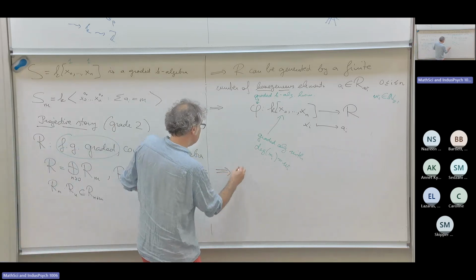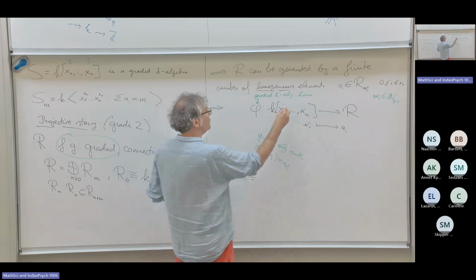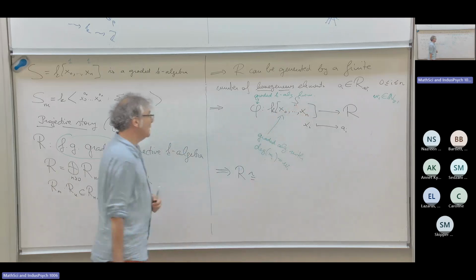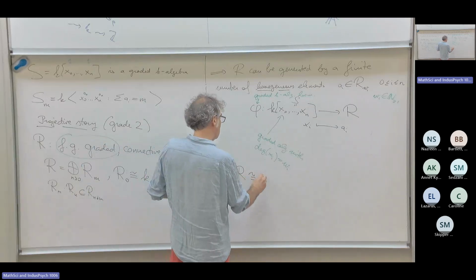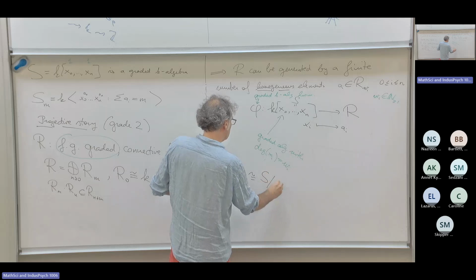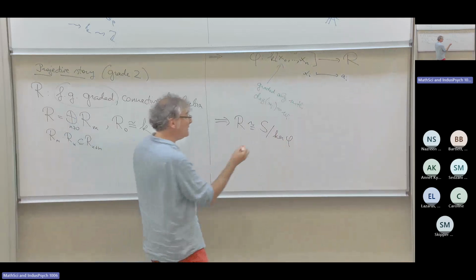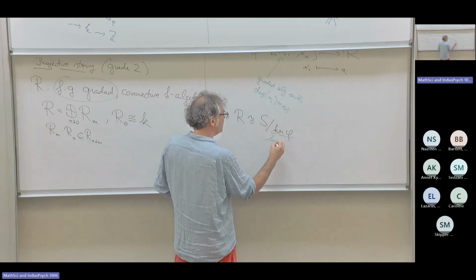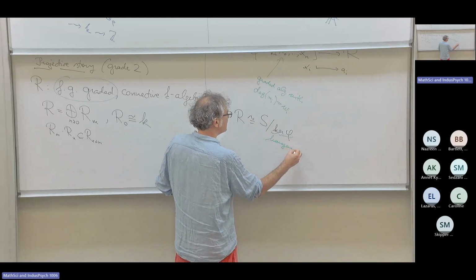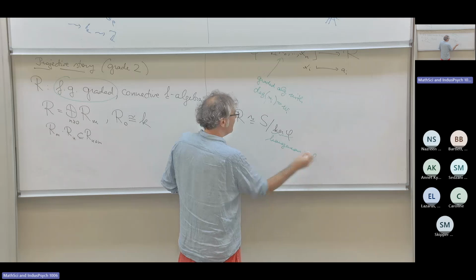And then, indeed, R becomes isomorphic. So this is going to be my general S. And then R becomes isomorphic to S modulo the kernel of phi. And it's very easy to show that this is indeed a homogeneous ideal for the new grading.